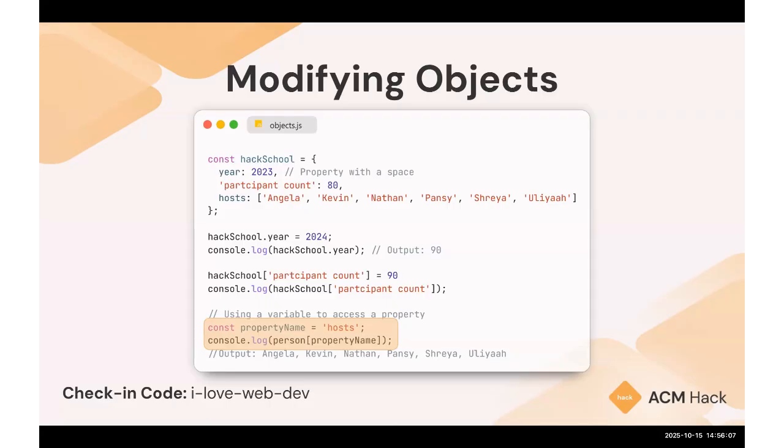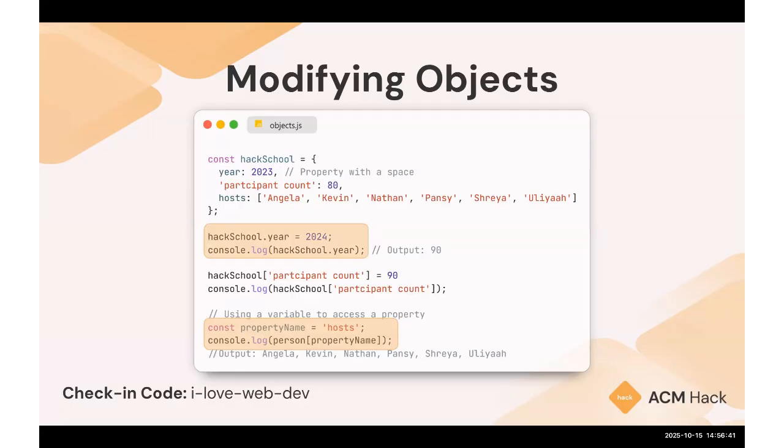You can see here that we're using a variable name in place of the actual name of the property. Here we've defined a constant propertyName and we're assigning it the value hosts. When we console log the person's propertyName, we're actually replacing the variable propertyName with its value, hosts. Then when we look up at the hackSchool object's property of hosts, we'll see the array value that it holds with all of these names. When we print this out to the console, it'll print out everyone's names.